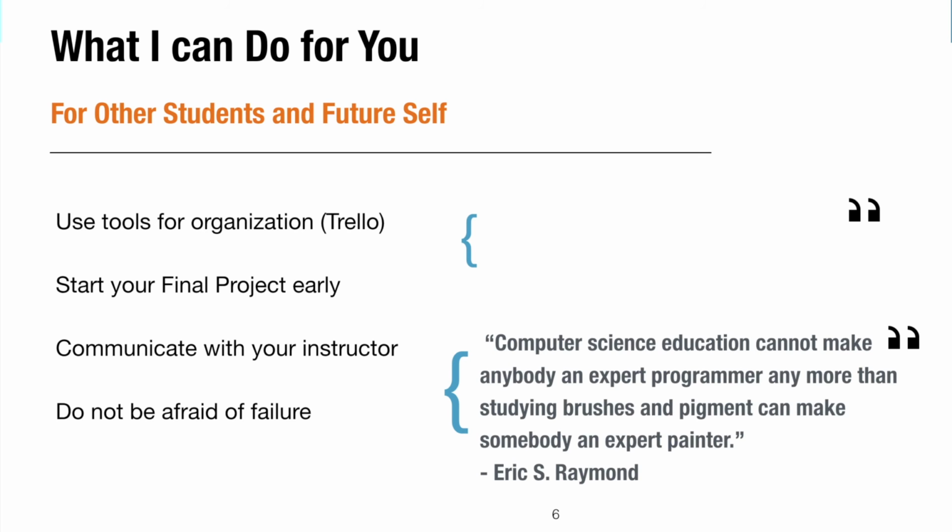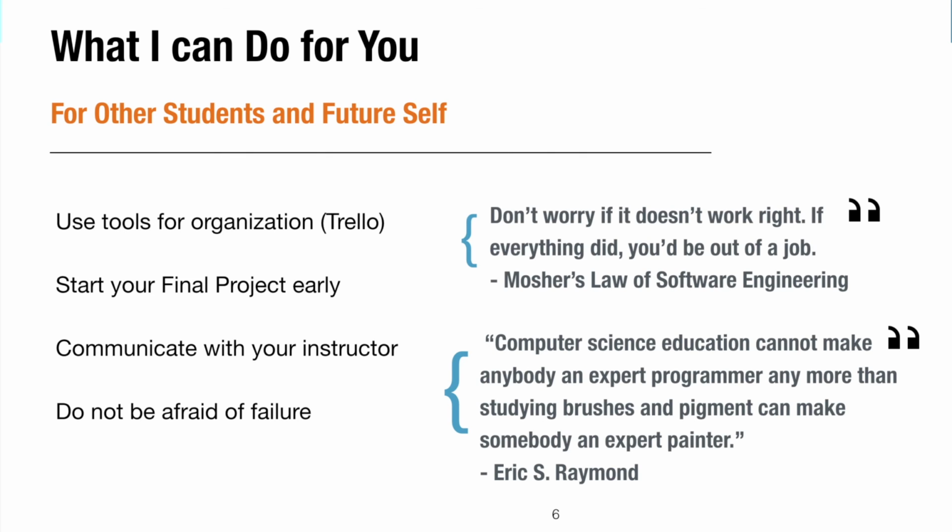Computer science education cannot make anybody an expert programmer any more than studying brushes and pigment can make somebody an expert painter. Don't worry if it doesn't work right. If everything did, you'd be out of the job.